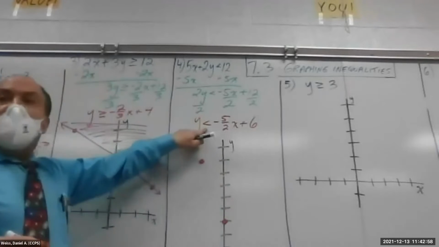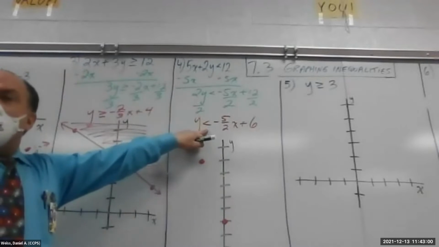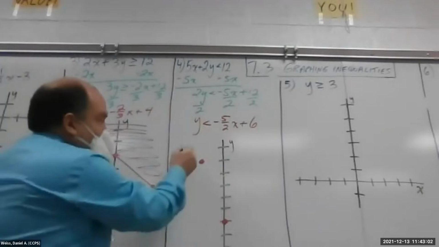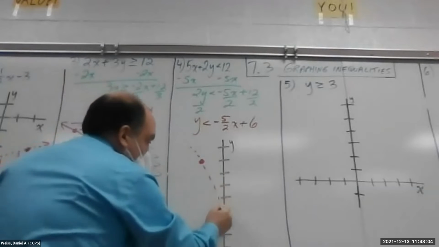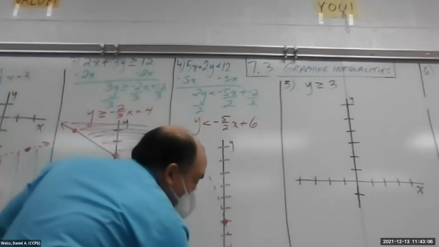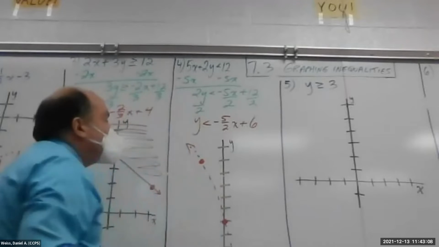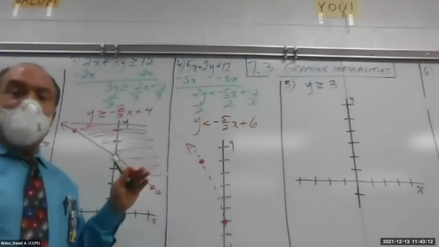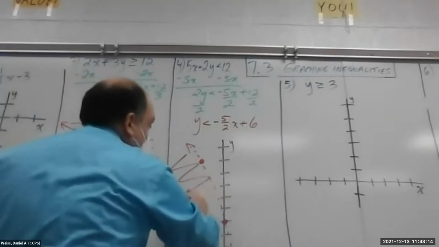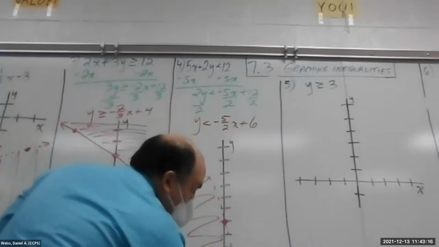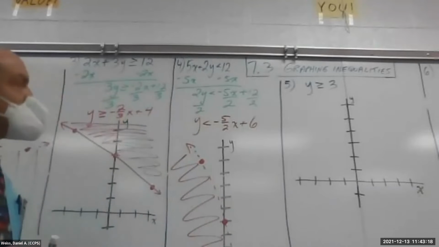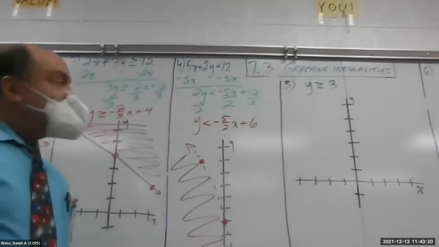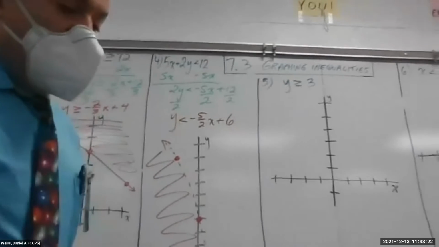Is my line solid or dashed? Dashed, right? All right. Less than. Am I going to shade above or below the line? Below. And that is how this is. Okay. There you go.